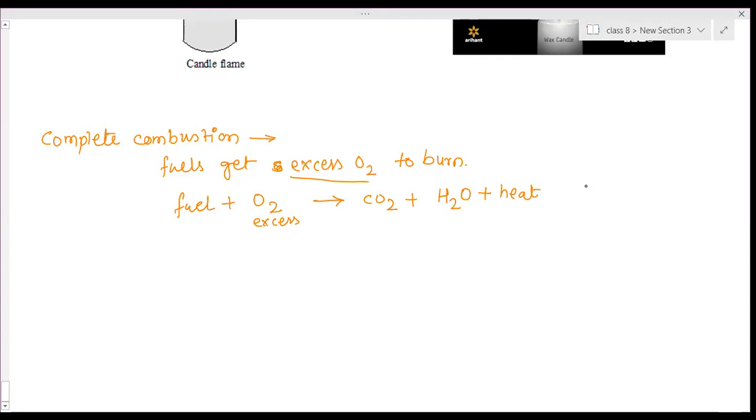And the color of the flame is blue. There is a blue flame if it is produced. This is called complete combustion. In case of incomplete combustion, so what do we mean by incomplete combustion?